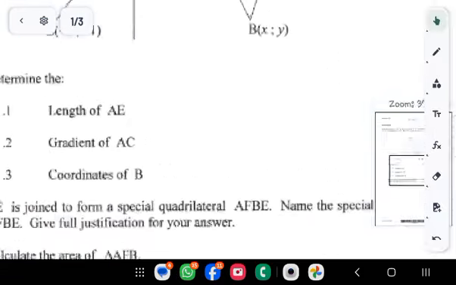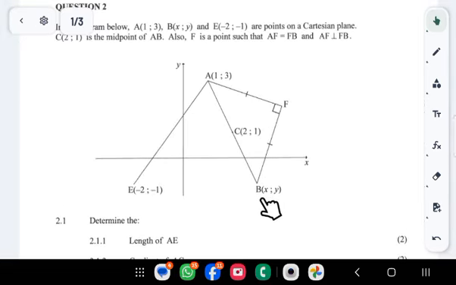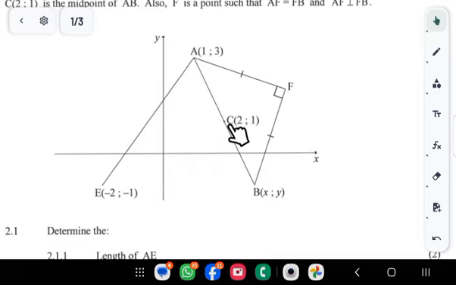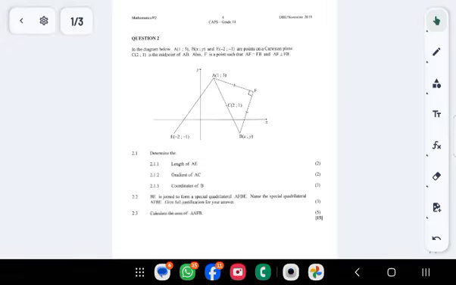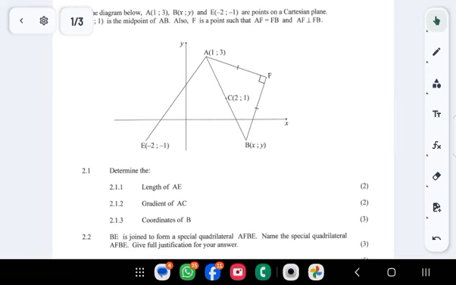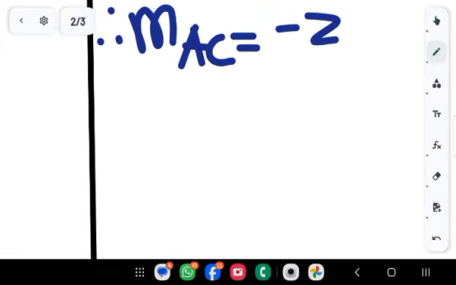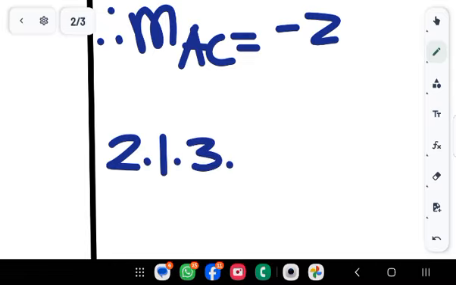Next question, 2.1.3 goes, the coordinates of B. B is the missing coordinate. You've got a midpoint C and the other point A. So these A and B are the points flanking the midpoint. Now when you find the missing coordinates of a point when you've got the midpoint, you use the midpoint as your anchor point. So that will be 2.1.3.